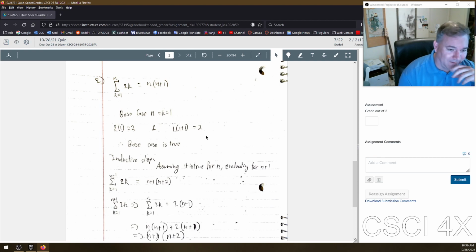Word is better now? No. It's really not. It probably crashes a little less, maybe. No. All right, base case 1.